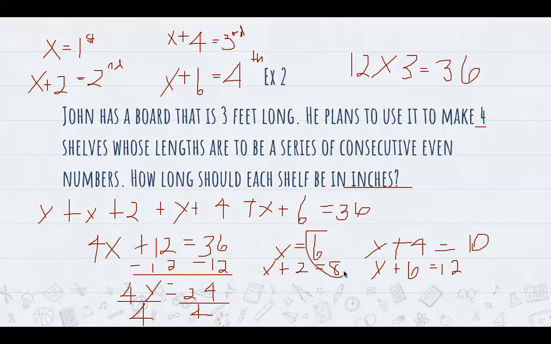So these are your 4 lengths of your shelves. If you add them up, they equal 36.